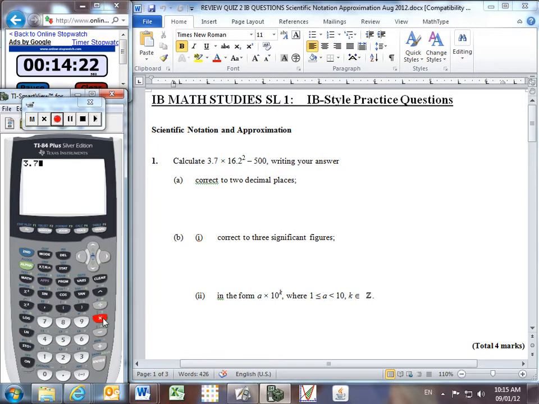3.7 times 16.2, and they're really checking to see that you can use the square button on your calculator here, which is right there. And then we'll subtract 500. And it says that we should write our answer correct to 2 decimal places.